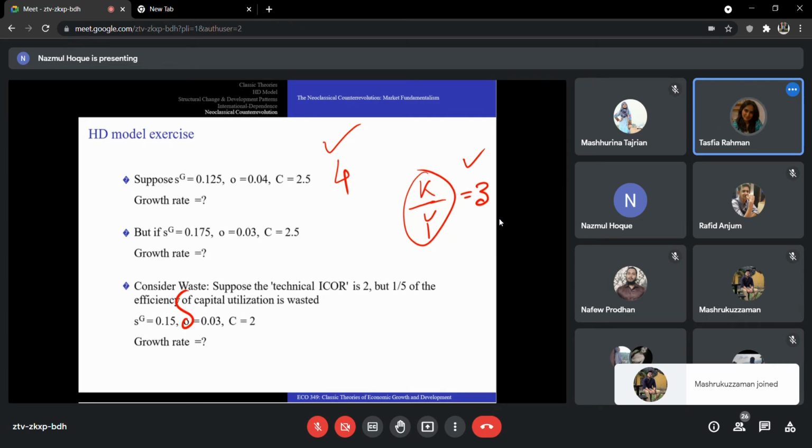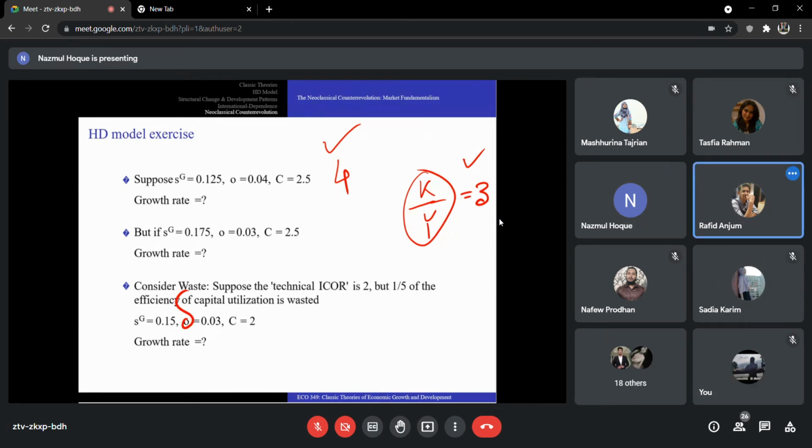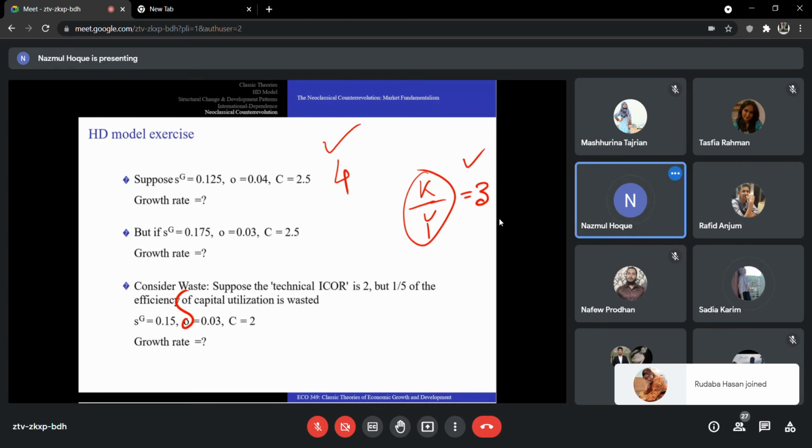Higher is better. Why is that? Lower is better, I think. Who thinks it's lower is better? Lower. So lower is better.